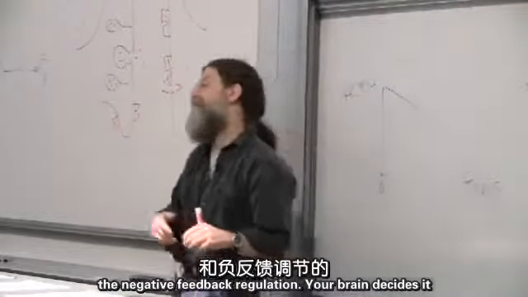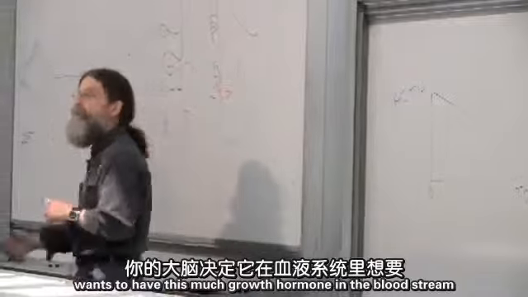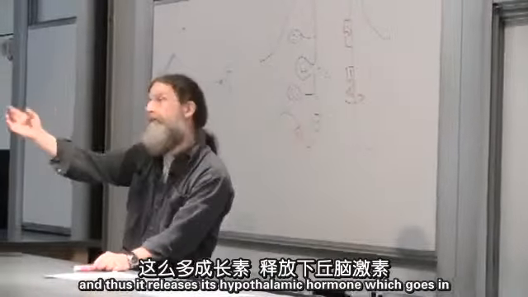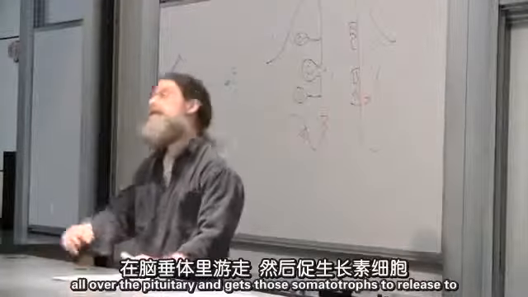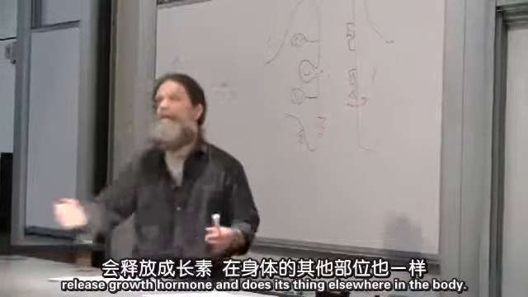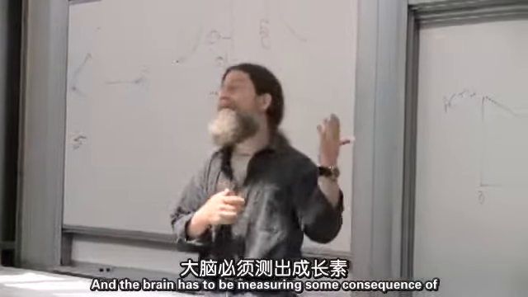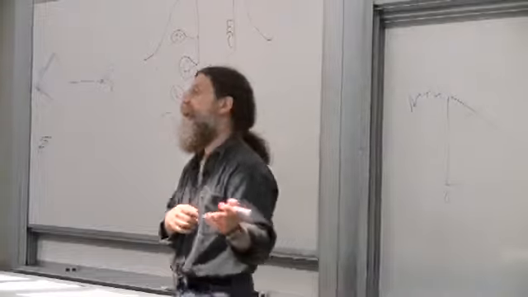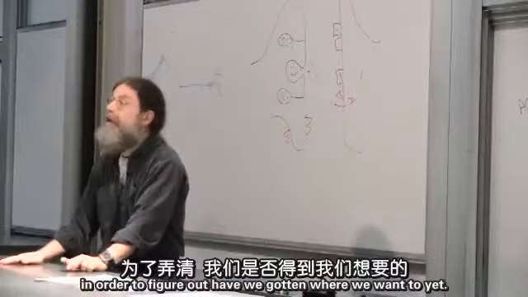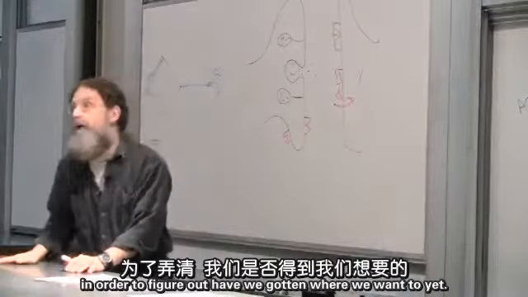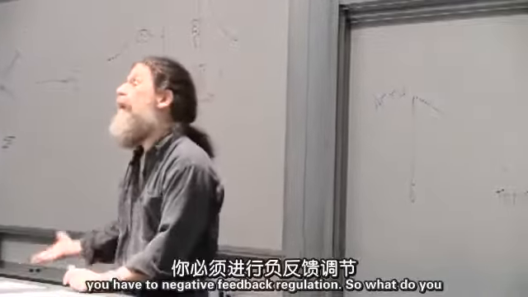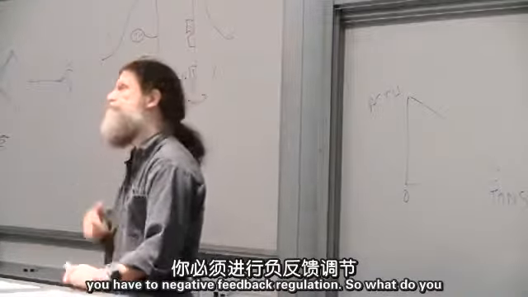Your brain decides it wants to have this much growth hormone in the bloodstream, and thus it releases its hypothalamic hormone, which goes all over the pituitary, gets those somatotrophs to release growth hormone, and does this thing elsewhere in the body. And the brain has to be measuring some consequence of that growth hormone doing its thing, measuring up there in order to figure out, have we gotten where we want to yet? Same thing with prolactin, same thing with every one of those. You have to have negative feedback regulation.